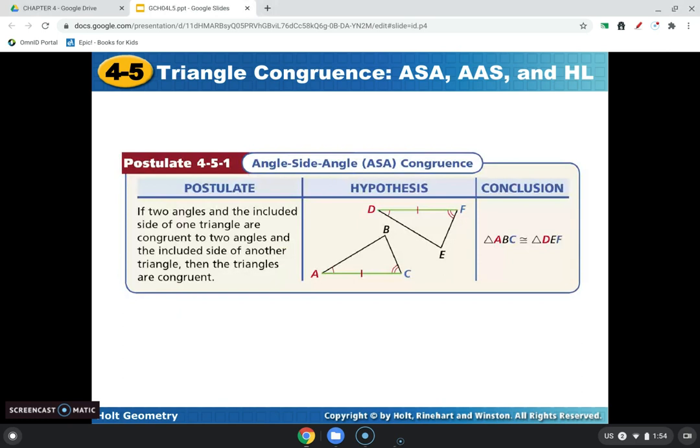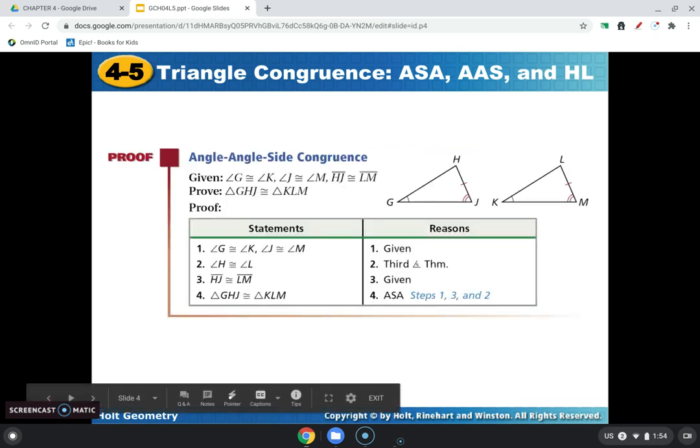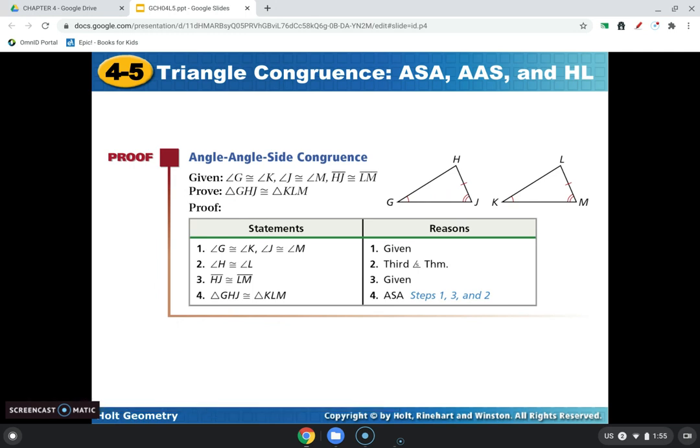Remember from 4.4, we already have side, side, side, and side, angle, side. Now we're going to add angle, side, angle. If two angles and the included side of one triangle are congruent to two angles and the included side of another, then the triangles are congruent. So angle, side, angle is another way to prove triangles congruent. Okay, so this goes through a little proof of how they prove that.